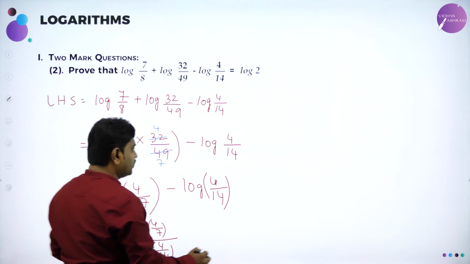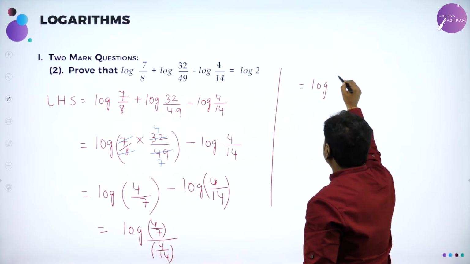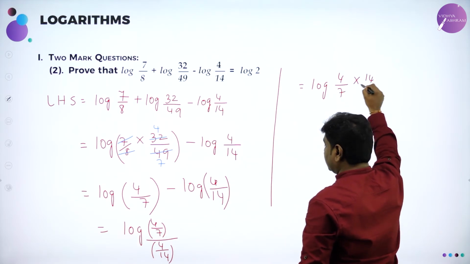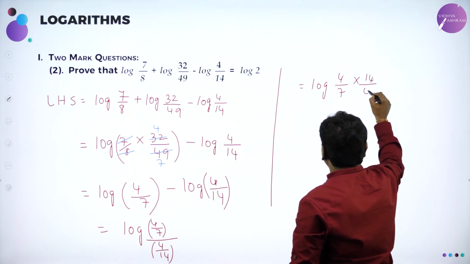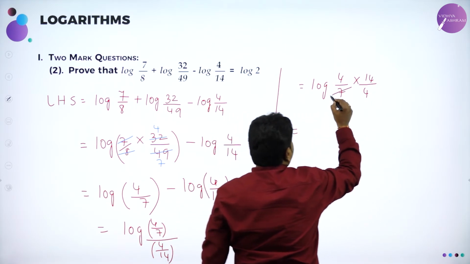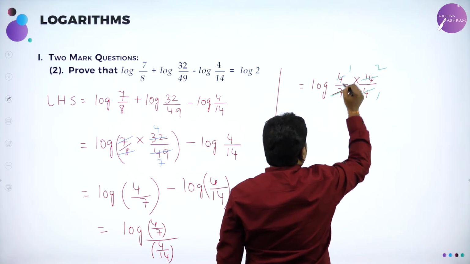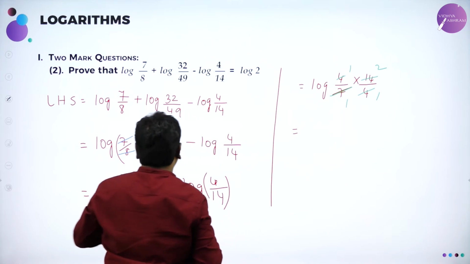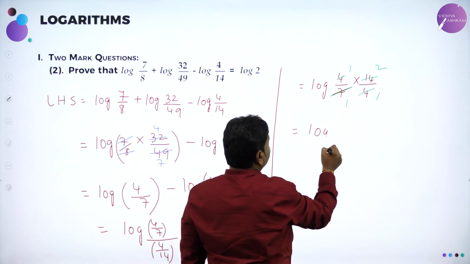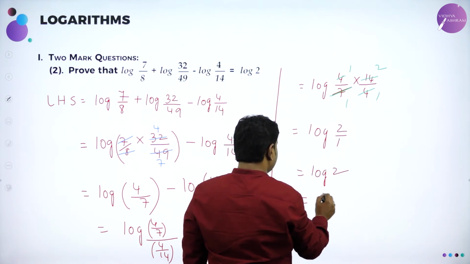I will simplify this. That will give me log of 4 by 7 divided by 4 by 14; if it goes up it will become reciprocal, 14 divided by 4. Now simplify this. 7 ones are 7, 7 twos are 14, 4 ones are 4. So what is left out? We are left with log 2. After you cancel, 1 into 2 is 2 divided by 1, that is log 2, this is RHS.